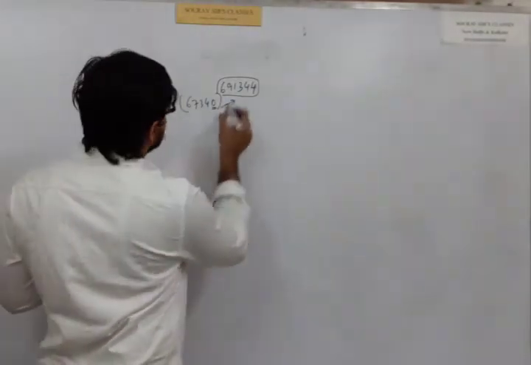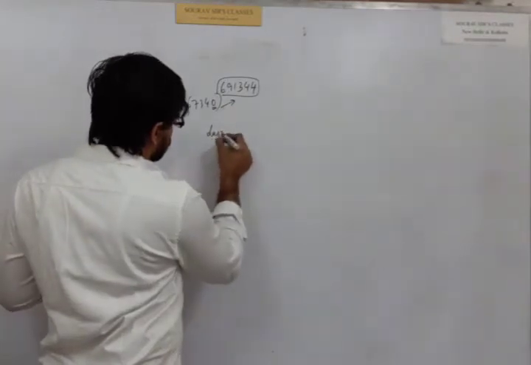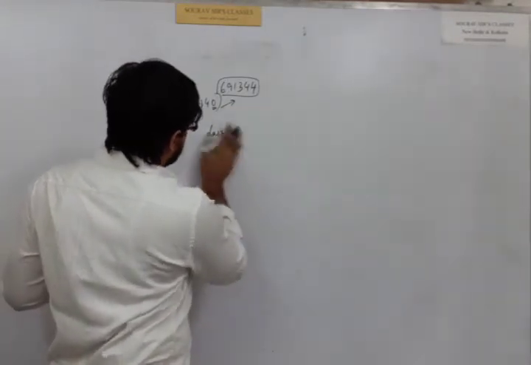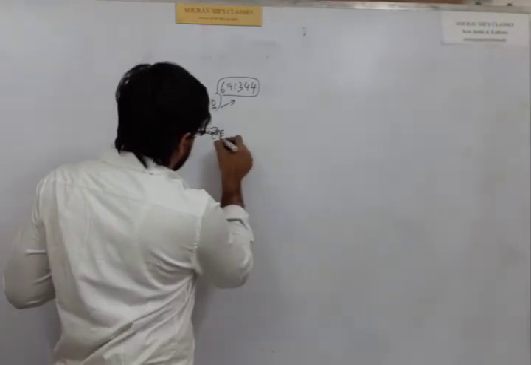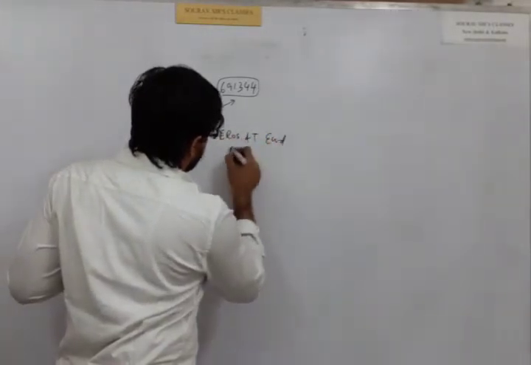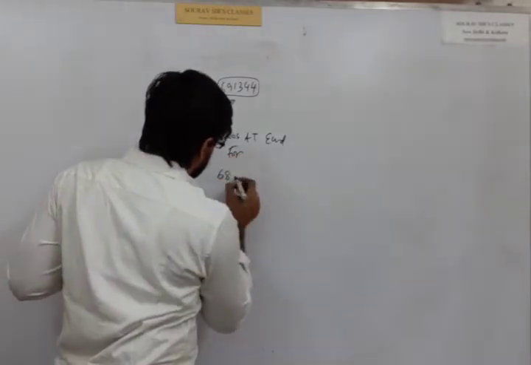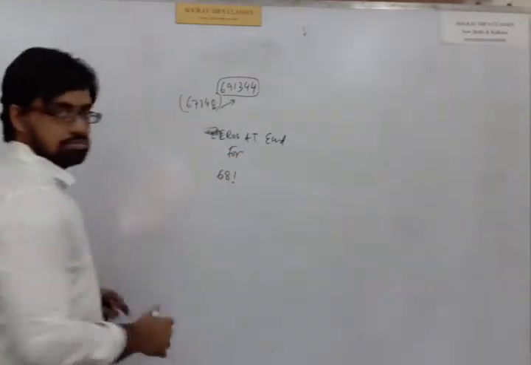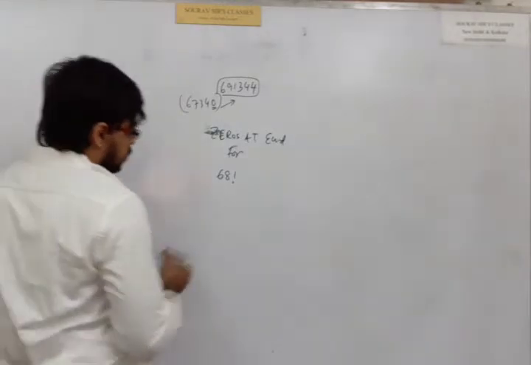But what happens if I find the last zero, how many zeros at the end for 68 factorial? Very easy, right? So what is a factorial? Let me just write it.